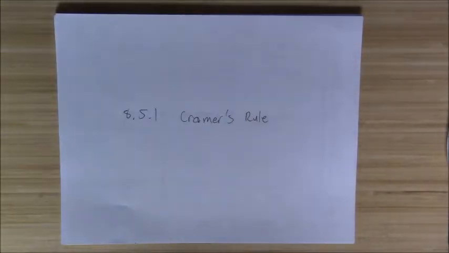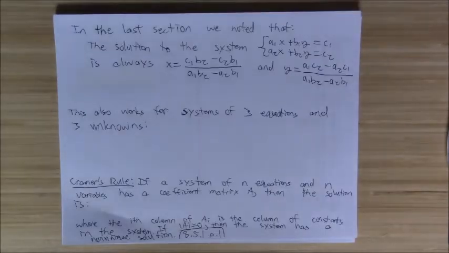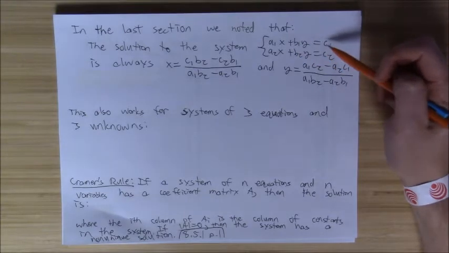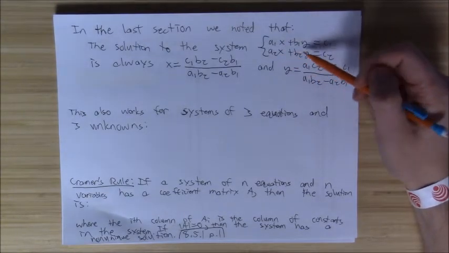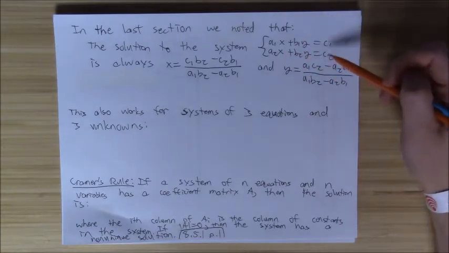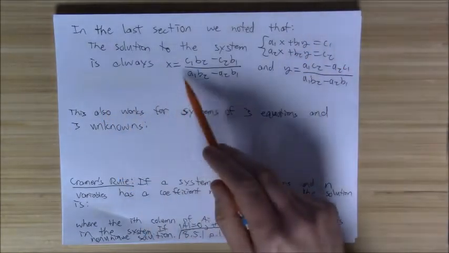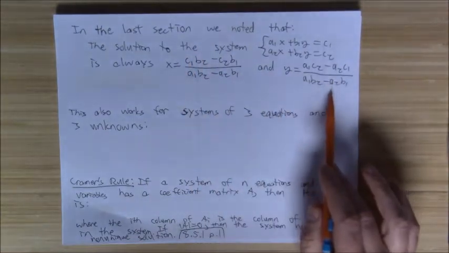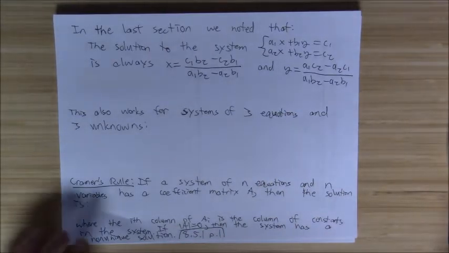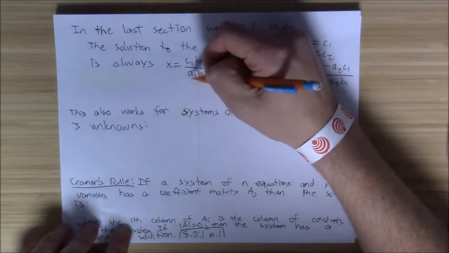In this video, we'll start discussing applications of matrices and determinants, and our first one is Cramer's rule. Now, in the last section, we noted that the solution to the system a1x plus b1y equals c1 and a2x plus b2y equals c2, where a1, b1, c1, a2, b2, and c2 are constants, always ends up being this form.